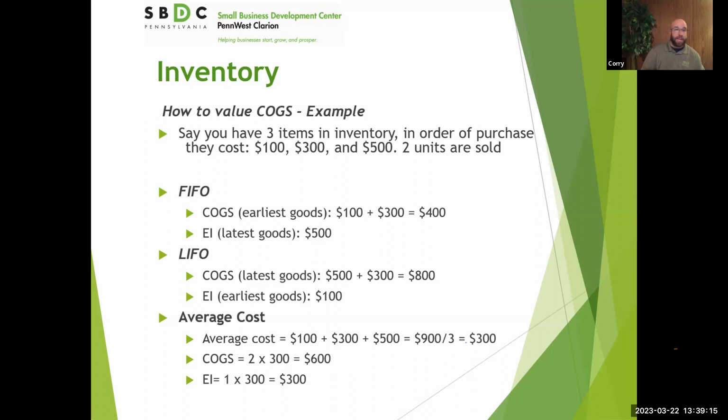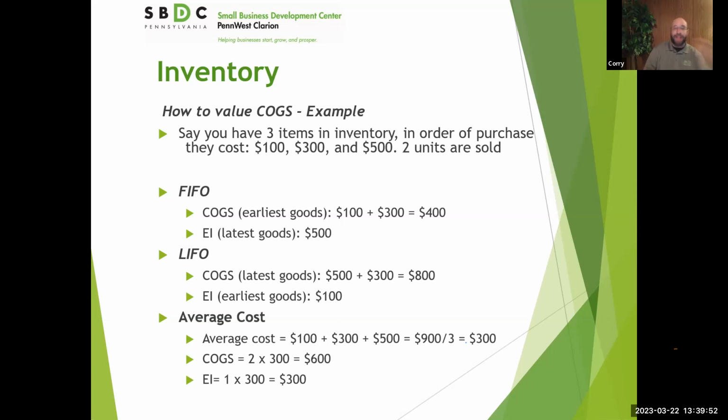With first in, first out, you would have sold the $100 item and the $300 item because those were the first things you ordered. So they're going to be the first things to be costed, expensed out of your business. And so your ending inventory, or the EI, as you see on your screen here, would be $500. So if I had to do a balance sheet today, which I told you is on a specific date and time, your inventory on that balance sheet would be $500.